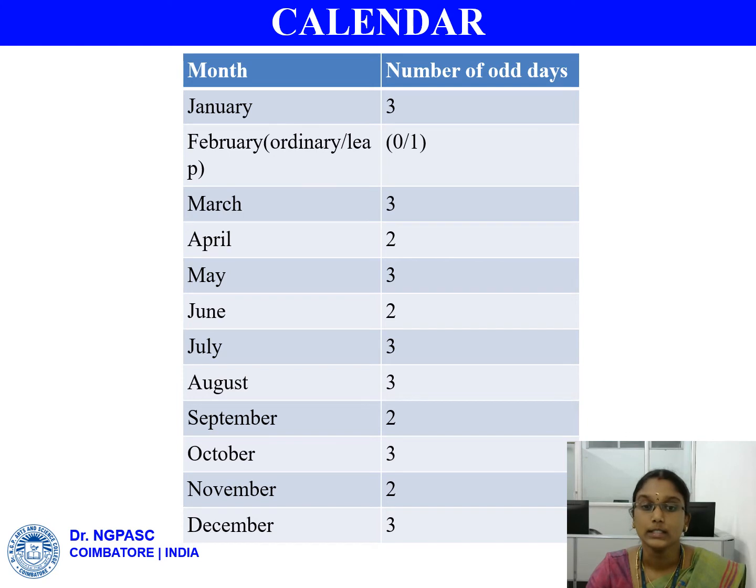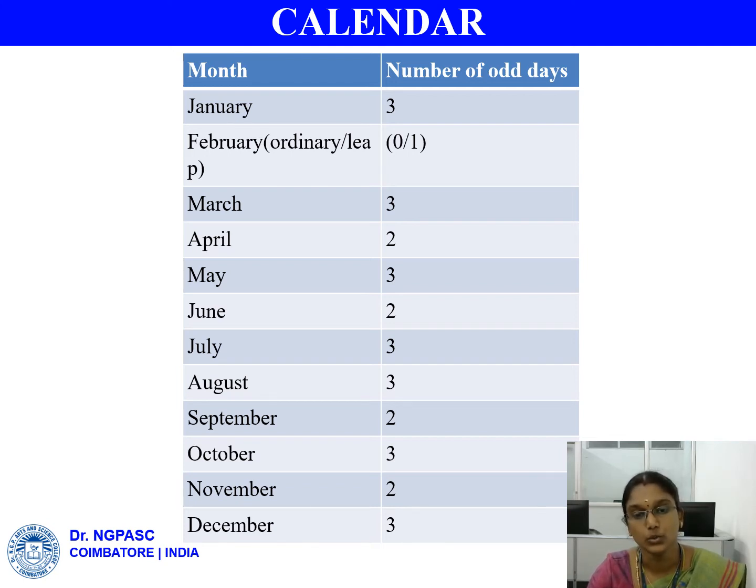Next, the months and the number of odd days. January has 31 days. 31 divided by 7 is 4 times 7, which is 28, and the remaining days are 3. So the number of odd days in January is 3. In February, an ordinary year has 0 odd days and a leap year has 1 odd day. March has 3 and April has 2. The number of days in April is 30, divided by 7, 4 times 7 is 28, and the remainder is 2, so it has 2 odd days.